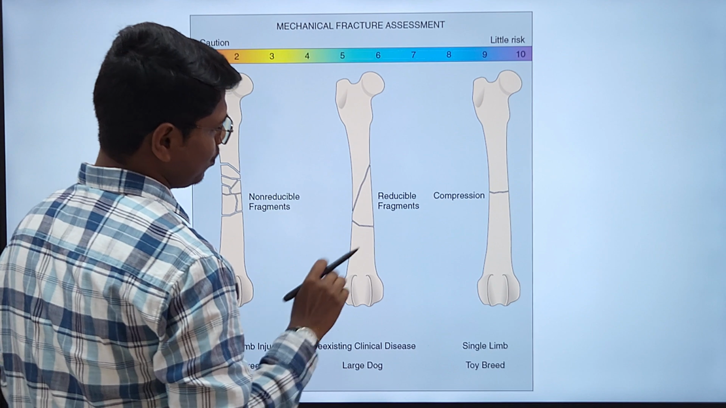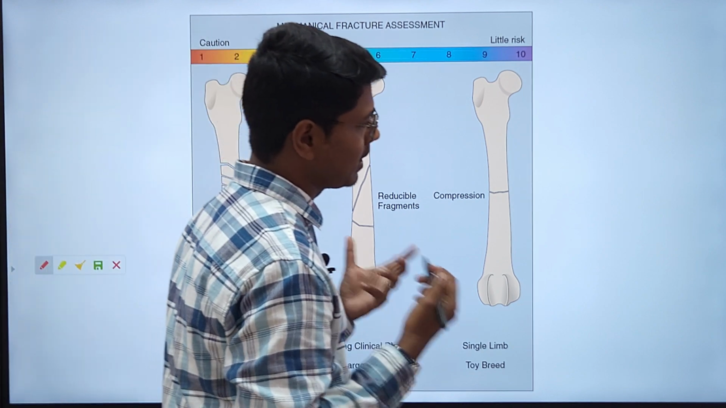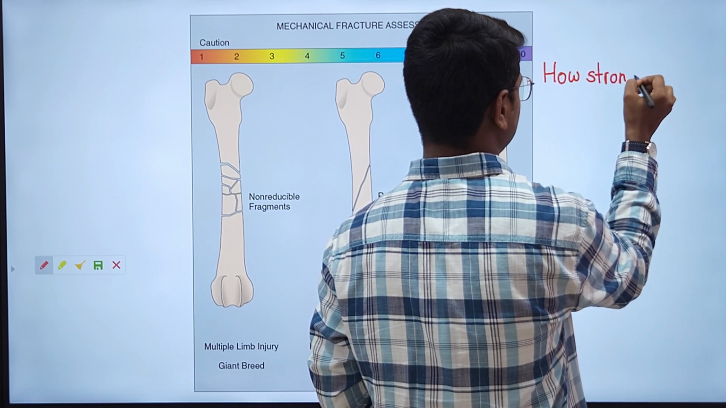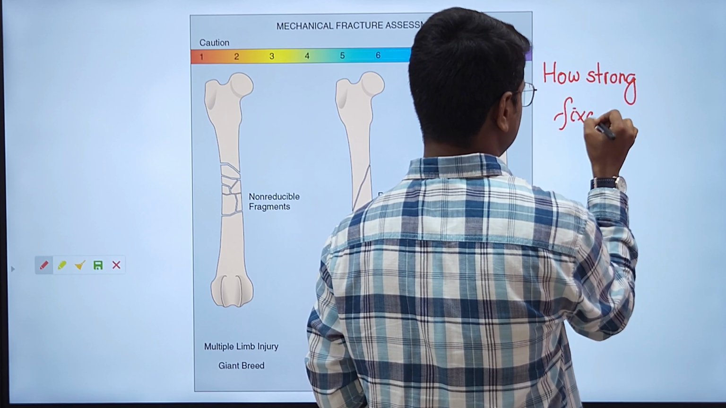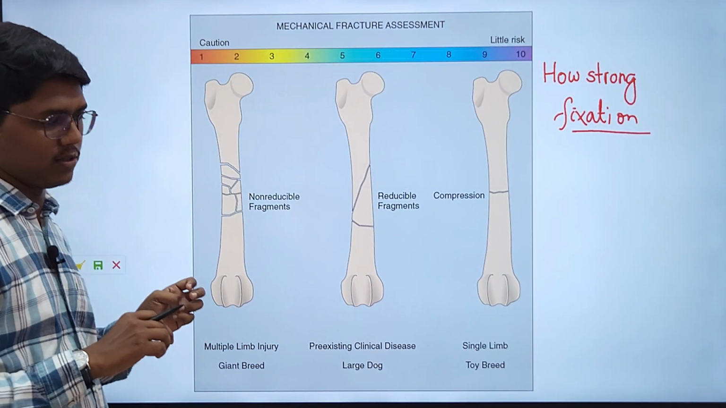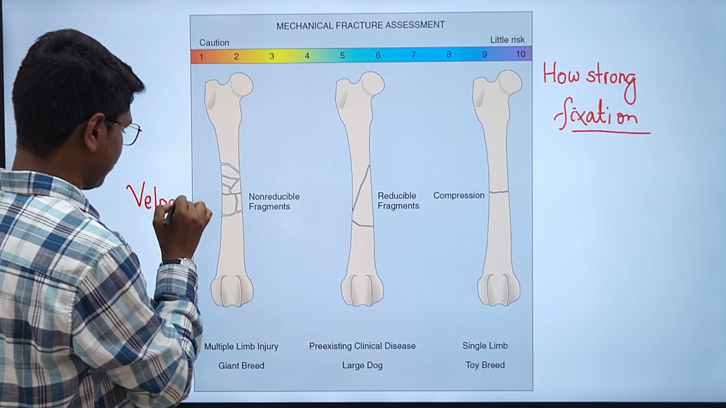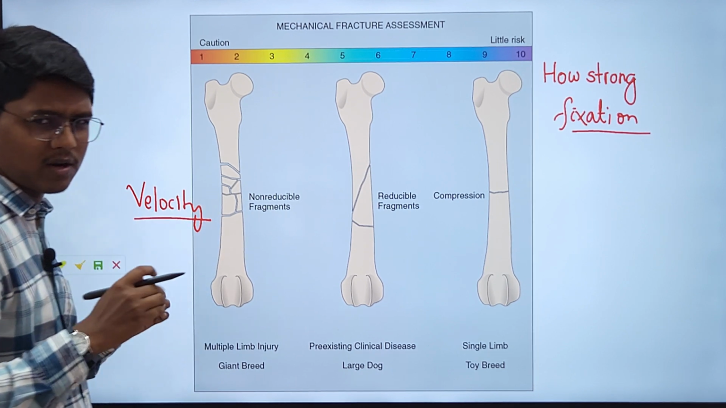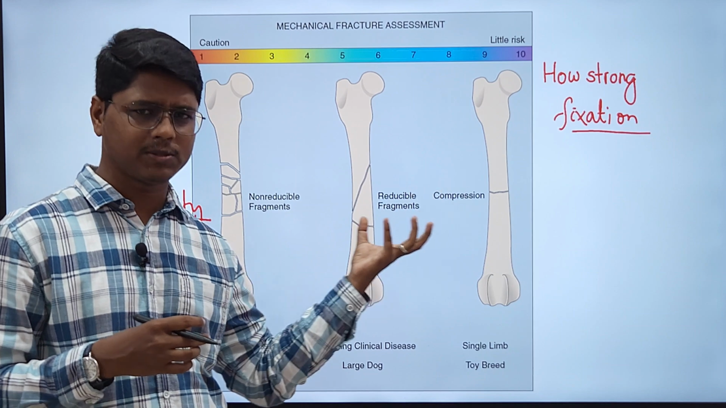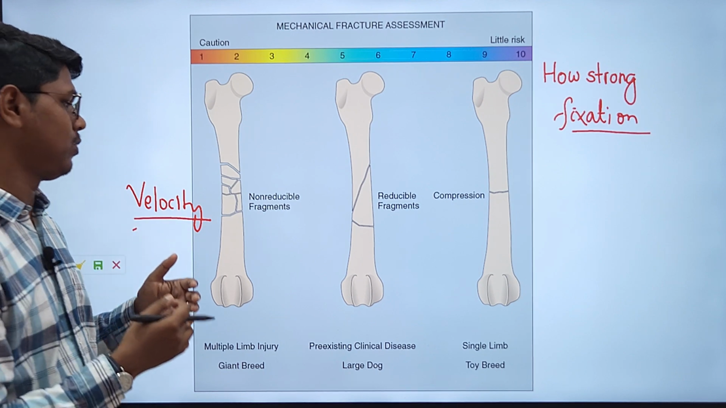Mostly three factors are seen here. This particular assessment is done so that you can tell how strong your fixation should be, whether internal or external. Mostly it refers to internal fixation, but external fixation also. First factor is the velocity of fracture. Velocity of fracture means how deep the impact is. Simply, whether it is comminuted, a three-piece or two-piece fracture, transverse or oblique fracture. It means how impactful the fracture was.